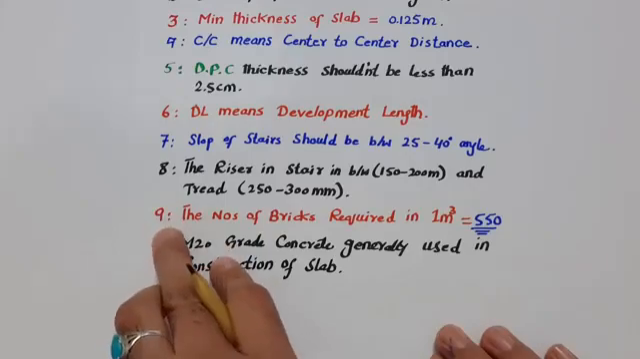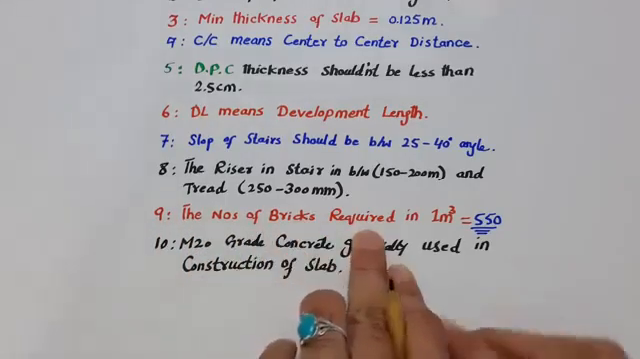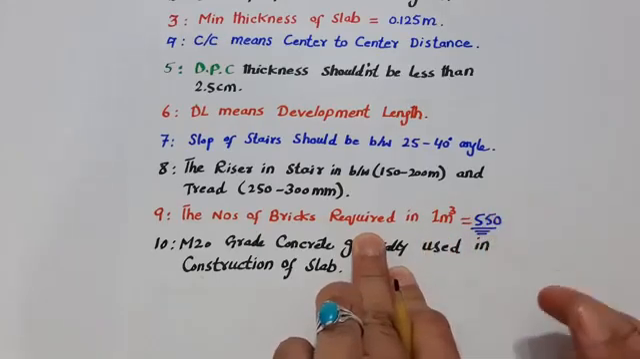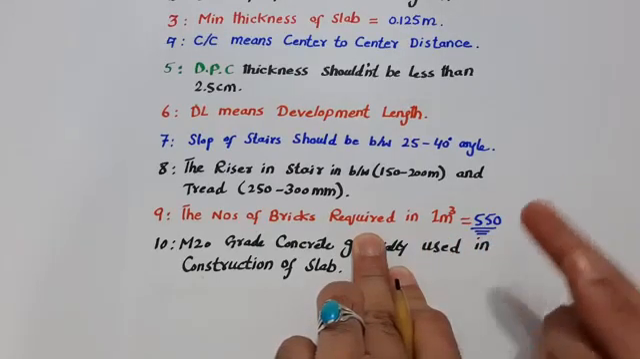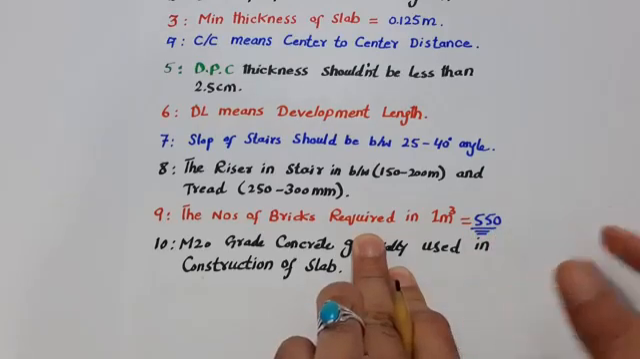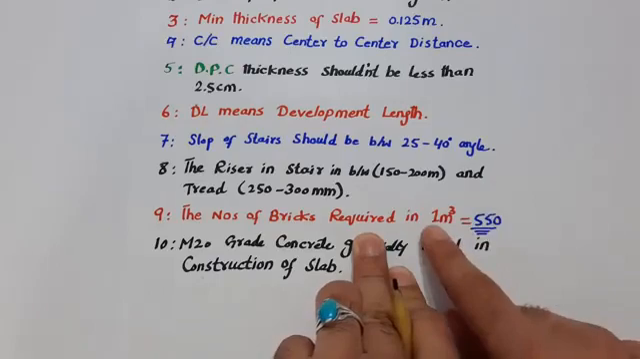The next one, guys, ninth, is the number of bricks required in 1 meter cube. Anyone can ask you, how many bricks are required in 1 meter cube? So 550 bricks are required in 1 meter cube.